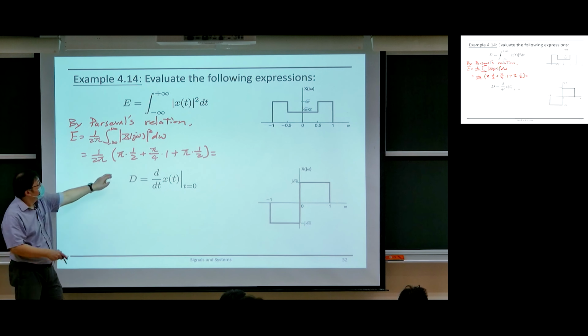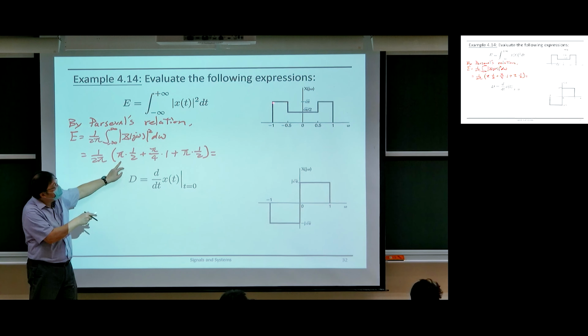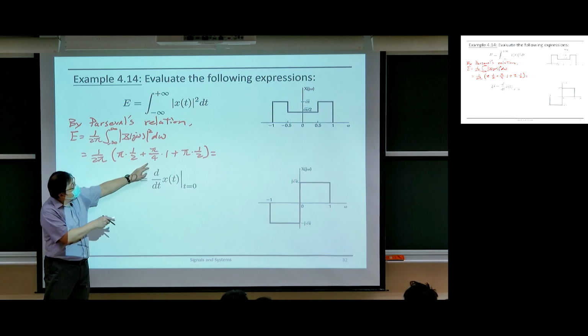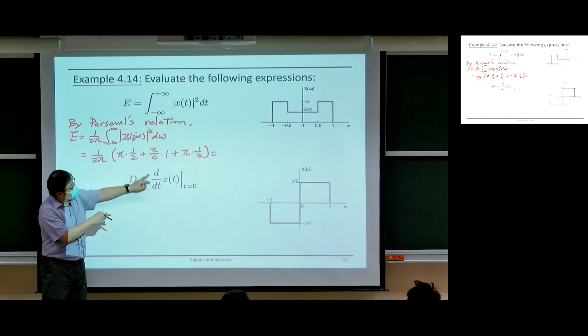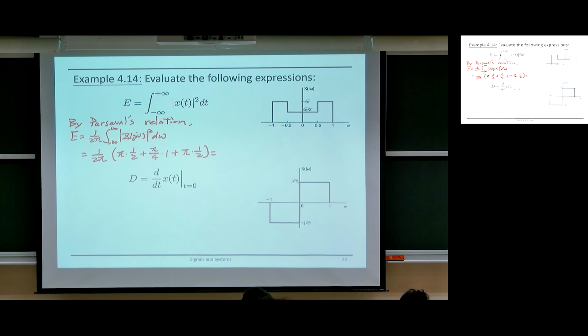Okay? Because this is square root pi, the square of this gives you pi, and this is 1 half. Okay? So square root pi over 2, the square of this is pi over 4, times the duration, which is 1, right? And this part is the same as this, so it's pi times 1 half. Okay. So if you sum this up, this will give you 5 over 8.